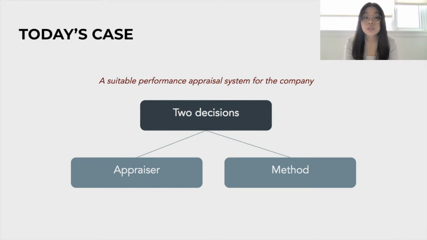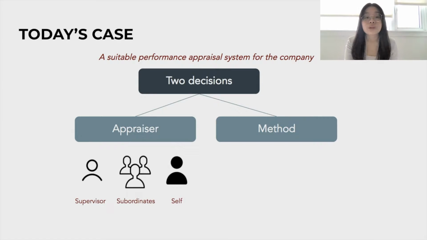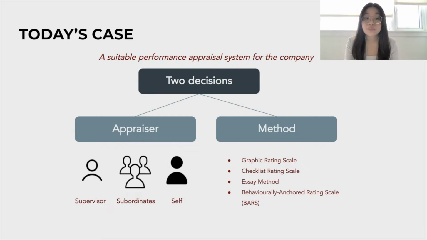We are required to make two decisions: the appraiser of the system and the method used. Under appraiser, we have four options: the supervisor, supervisors and subordinates, supervisor and self, or all supervisors, subordinates, and self. Under method, we have four types of methods to choose from: graphic rating scale, checklist rating scale, essay method, and behaviorally anchored rating scale, also known as BARS. My team members will now dive deeper into these different options and then let you know our chosen course of action, so stay tuned.